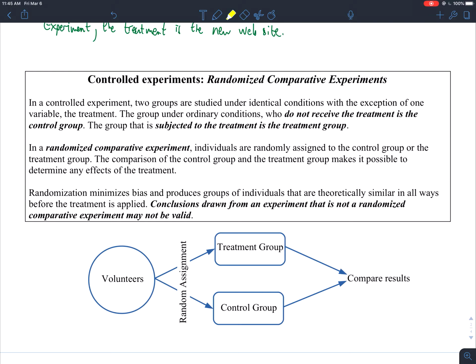Here is the name of a good experiment: a randomized comparative experiment. It has some features that you need to have. Experiment means, first of all, I need a treatment. Comparison means I need at least two groups to compare to each other, and randomization means randomly assign the treatments.